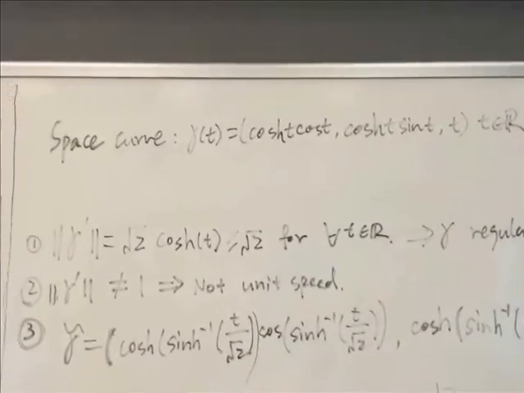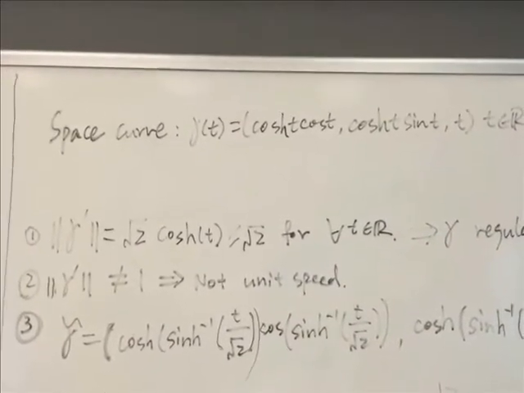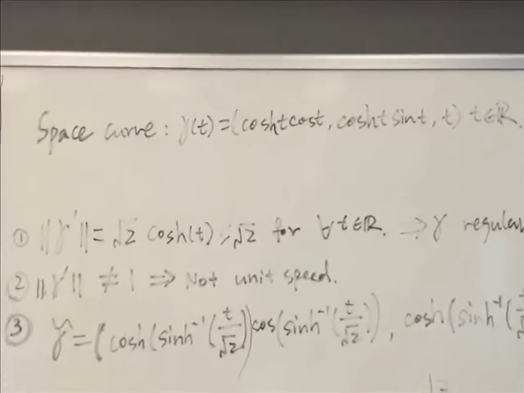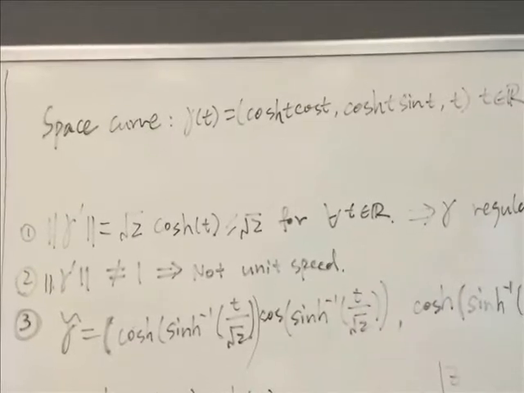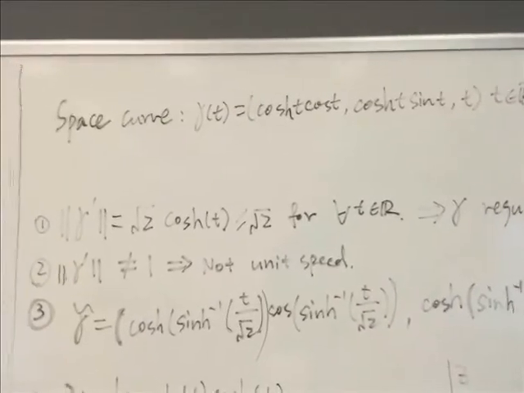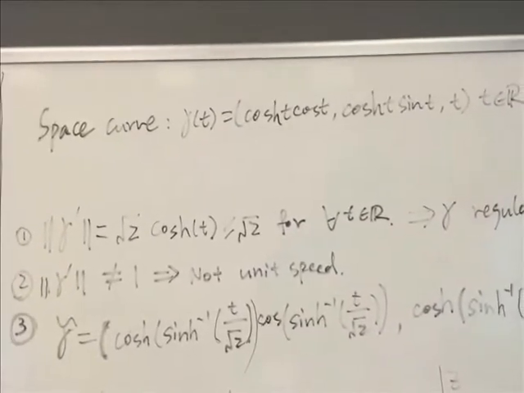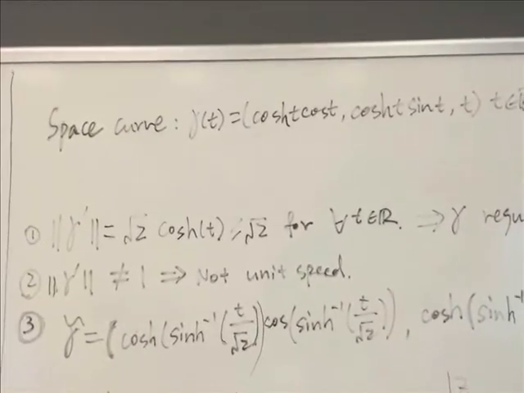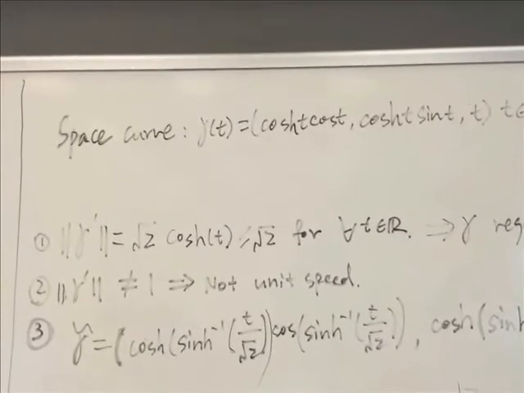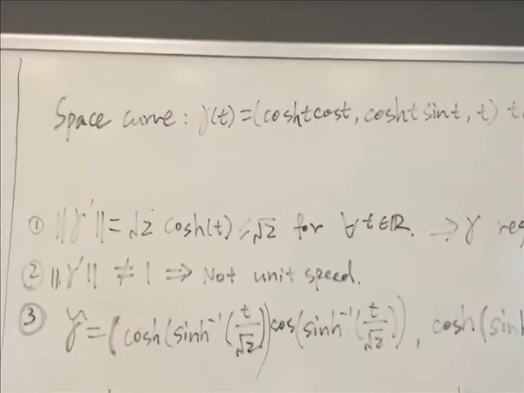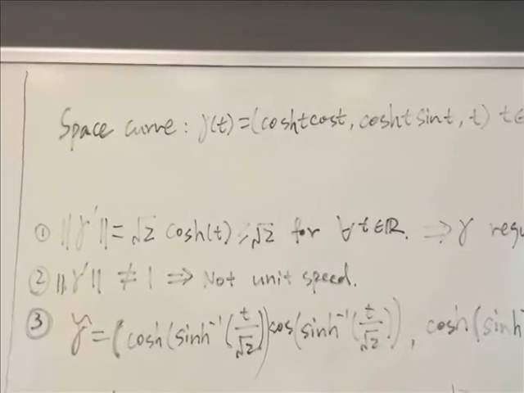Gamma is unit speed only if the length of gamma prime(t) is equal to 1. However, the length of gamma prime(t) is equal to square root 2 times cos t, and cos t is greater than 1. Thus, the length of gamma prime(t) is greater than square root 2, which is not equal to 1. Thus, gamma is not unit speed.